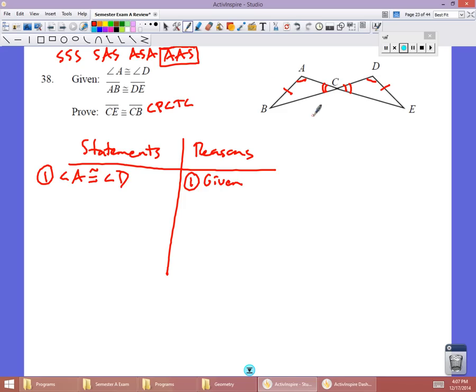The second thing I'm going to write down is that we have these two vertical angles that are congruent. Again, we can't say angle C is congruent to angle C, because C could be any of these four angles right here. So we're going to use three letters to define that. For number 2, we're going to write angle ACB is congruent to angle DCE. And the reason for that is that they are vertical angles.